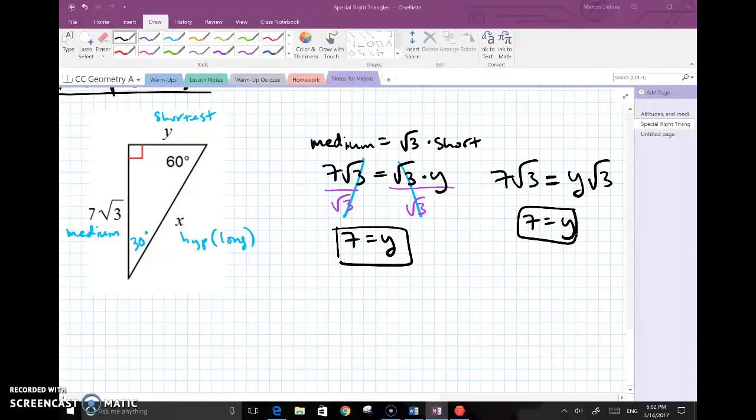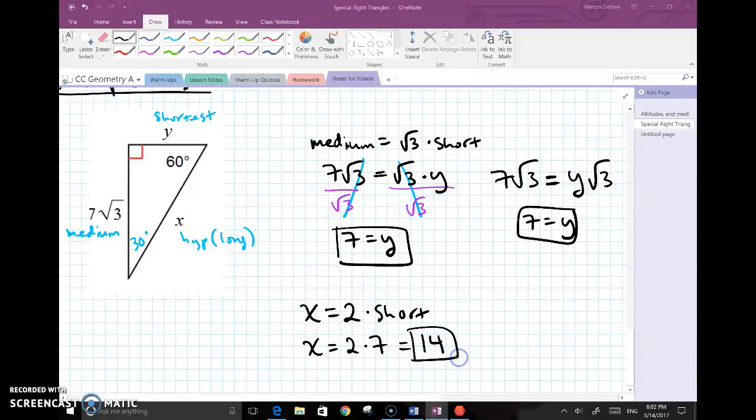So now let's go ahead and get the x. Now that we have the shortest side, to get the value of x, we just double the length of the shortest side. So that means that x is 2 times 7, which is 14, and I'm finished.